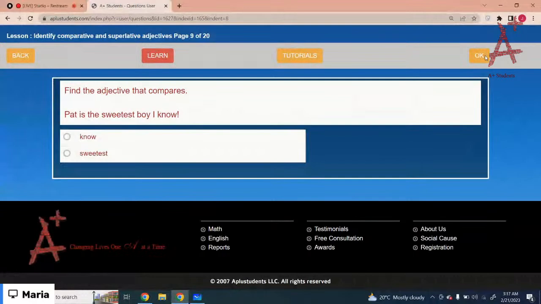Pat is the sweetest boy I know. So which is the correct option? So the correct option is sweetest. Got it? Because it is ending with est. So the correct option is sweetest.